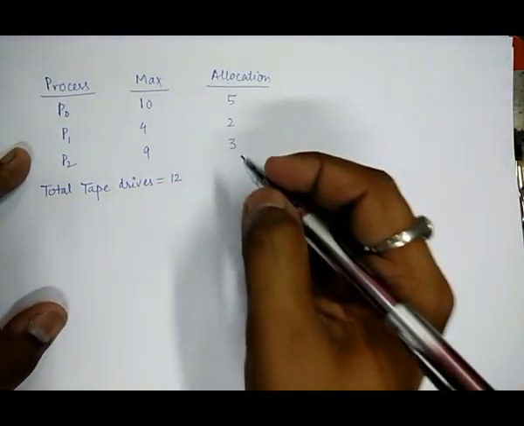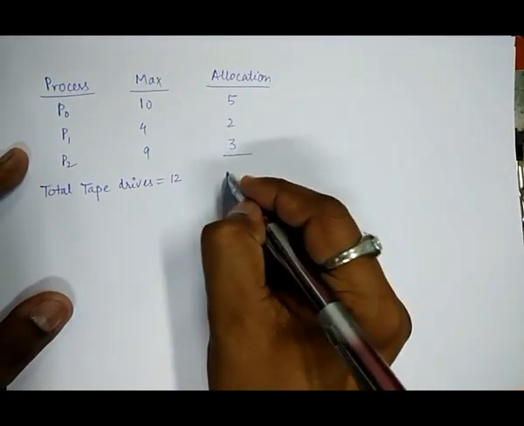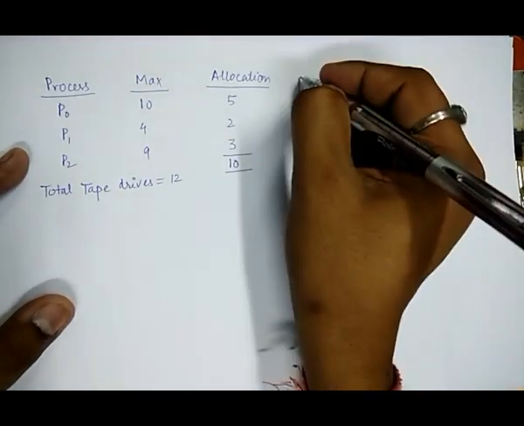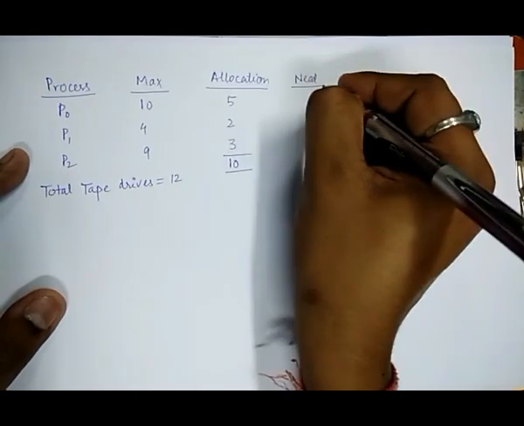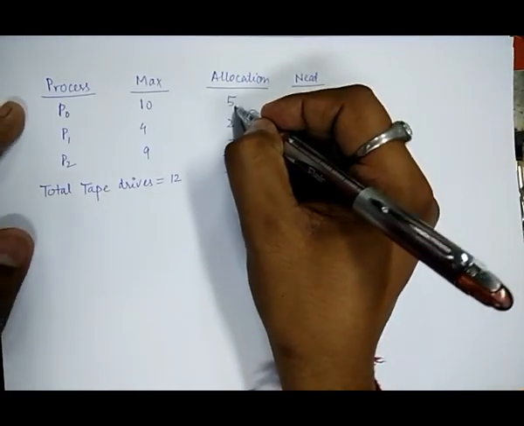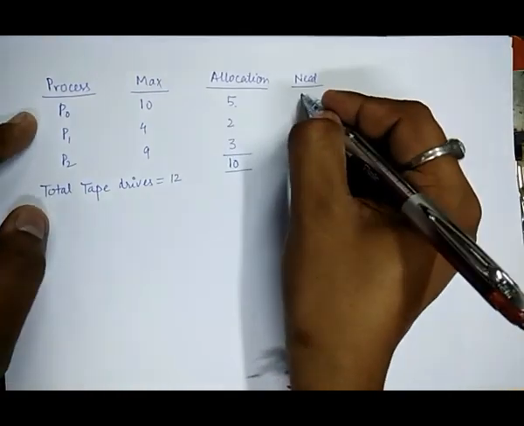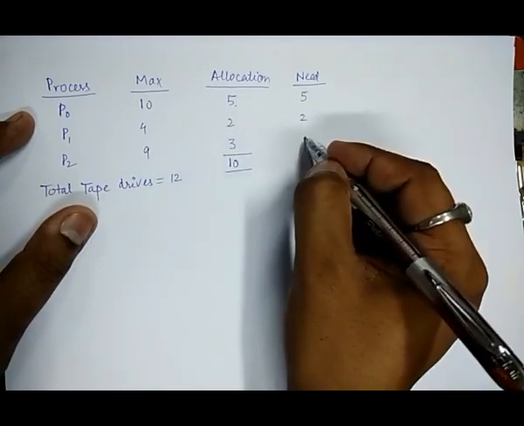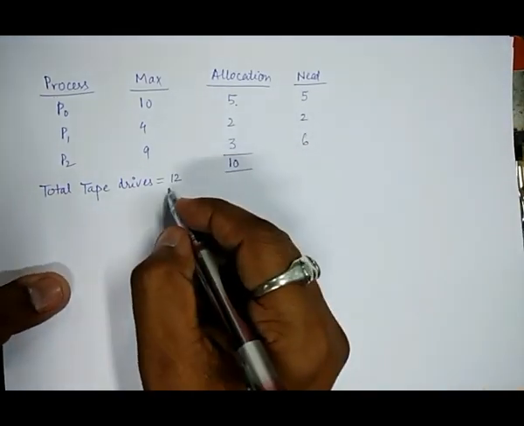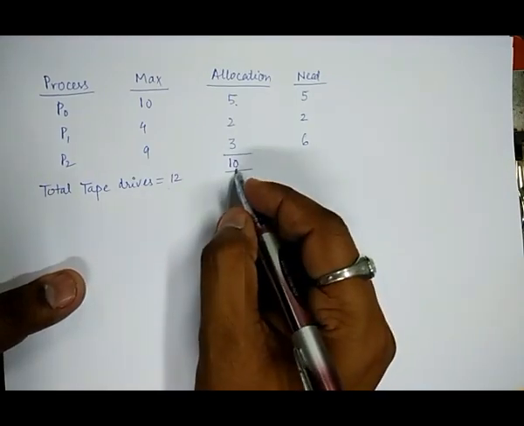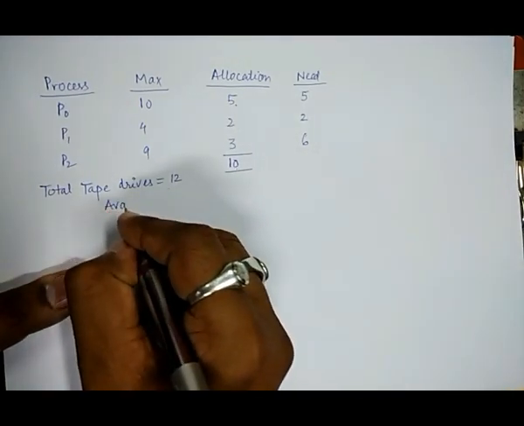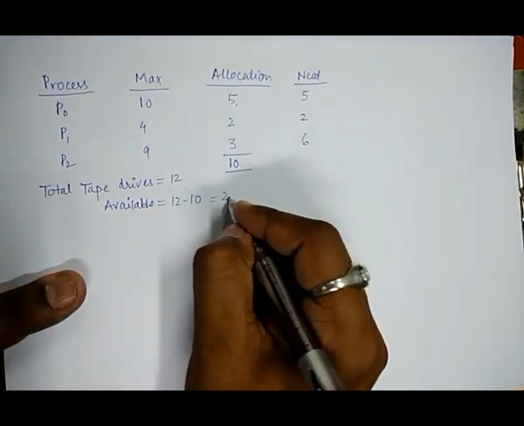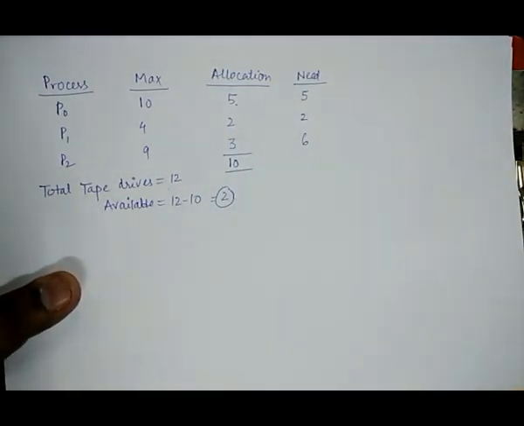Okay, so now let us look at the total allocation till now. So total allocation is 5 plus 2, 7 plus 3, 10. Okay, so what is the need of each process? So for the first, allocation is 5, max is 10, so 10 minus 5 is 5. It is 4 minus 2, 2, and it is 9 minus 3, that is 6. Okay, so we have total 12 tape drives and allocation is 10. So availability is 12 minus 10, that is 2. 2 tape drives we are still having with us.